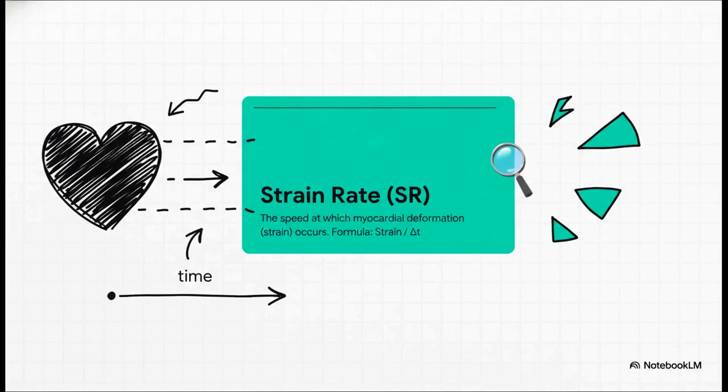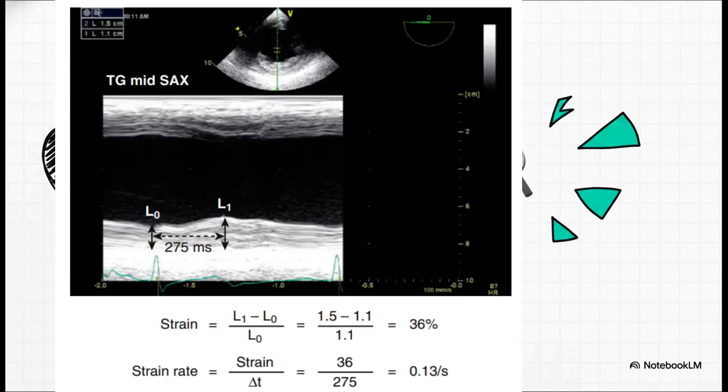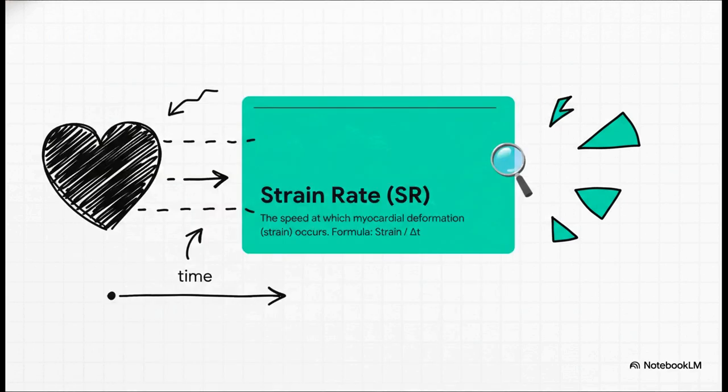Okay, so if strain tells us how much the muscle deforms, strain rate tells us how fast it gets there. It's simply the strain divided by how long it took for that change to happen. And this is so important because in a lot of diseases, like early ischemia, the speed of contraction can be affected long before the amount of contraction is. That makes strain rate a super sensitive marker for spotting trouble early.